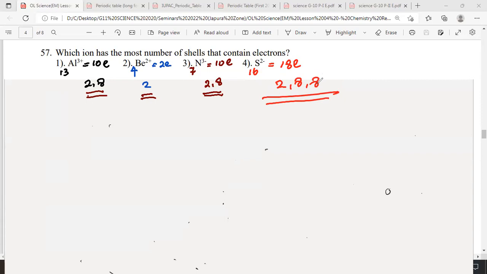Right. Then next one. Next one. Shall I raise the screen?